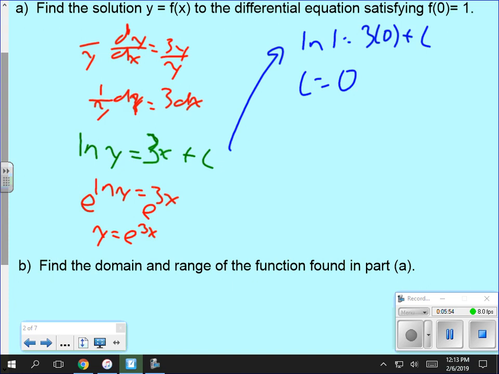Okay. Now, there's one thing I didn't do that we normally do when we take antiderivatives. What didn't I do? Particularly the antiderivative of the natural log.